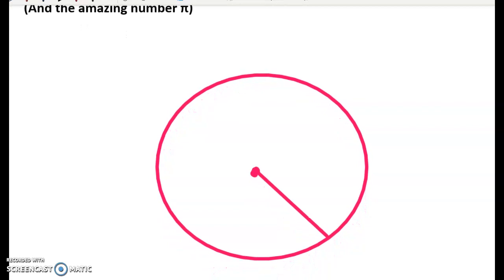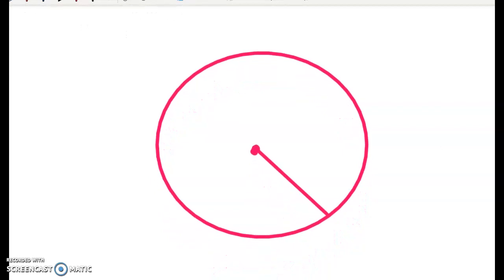Now, some of you will know these already. When we've got a circle, the distance from the center of the circle out to anywhere on the edge of the circle, which we call the circumference, is called the radius. And we almost always shorten that in maths to the letter R. Okay, so that's the radius.